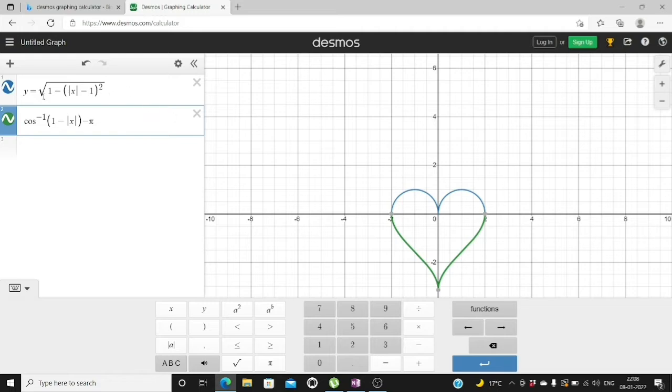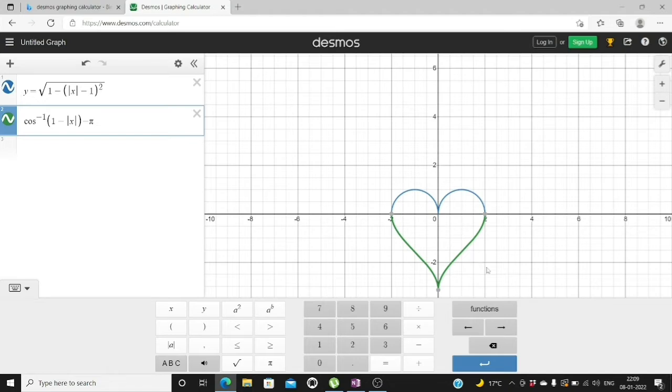As you can see, this green part represents this equation, and the blue part represents the first equation, and both these two equations combine to make the heart curve.